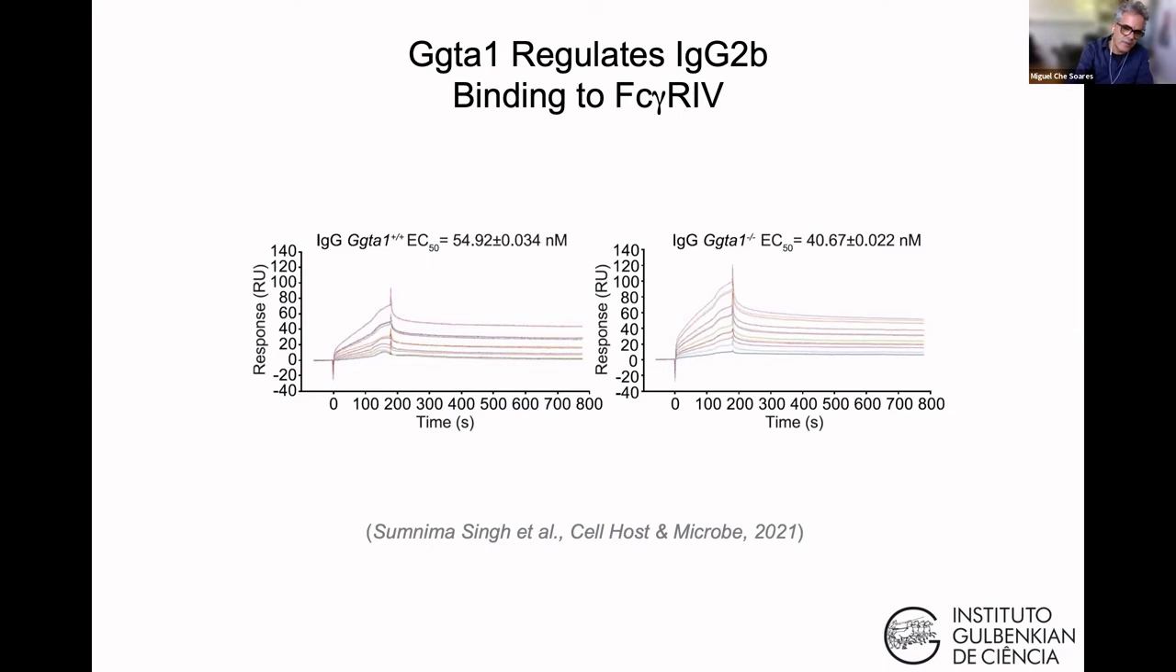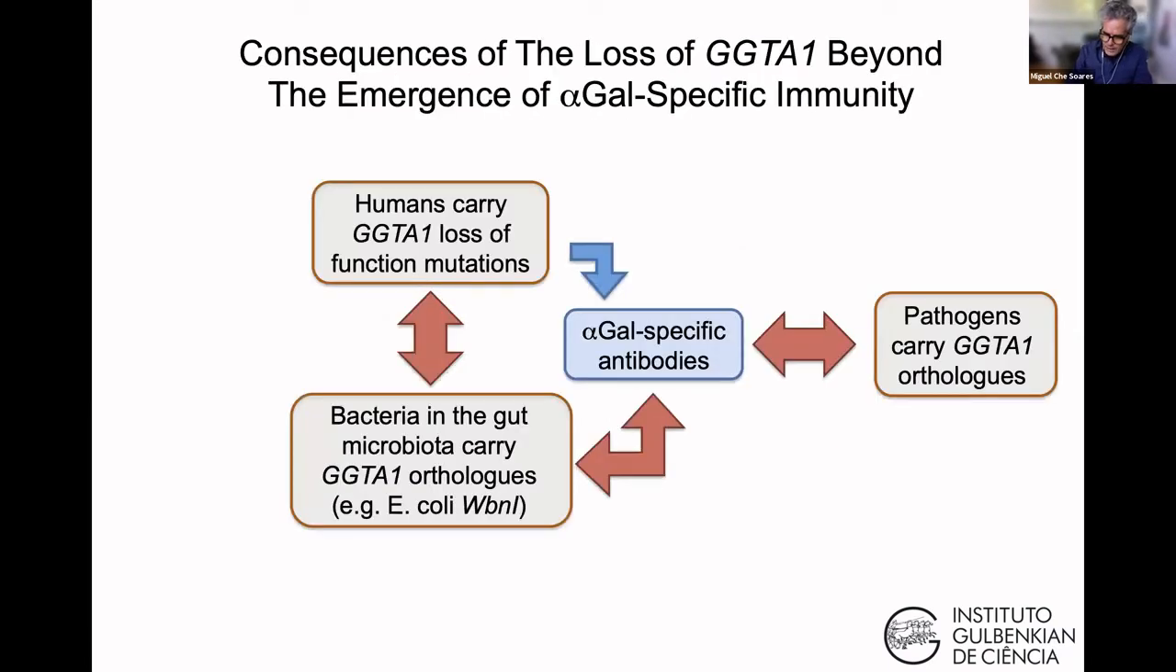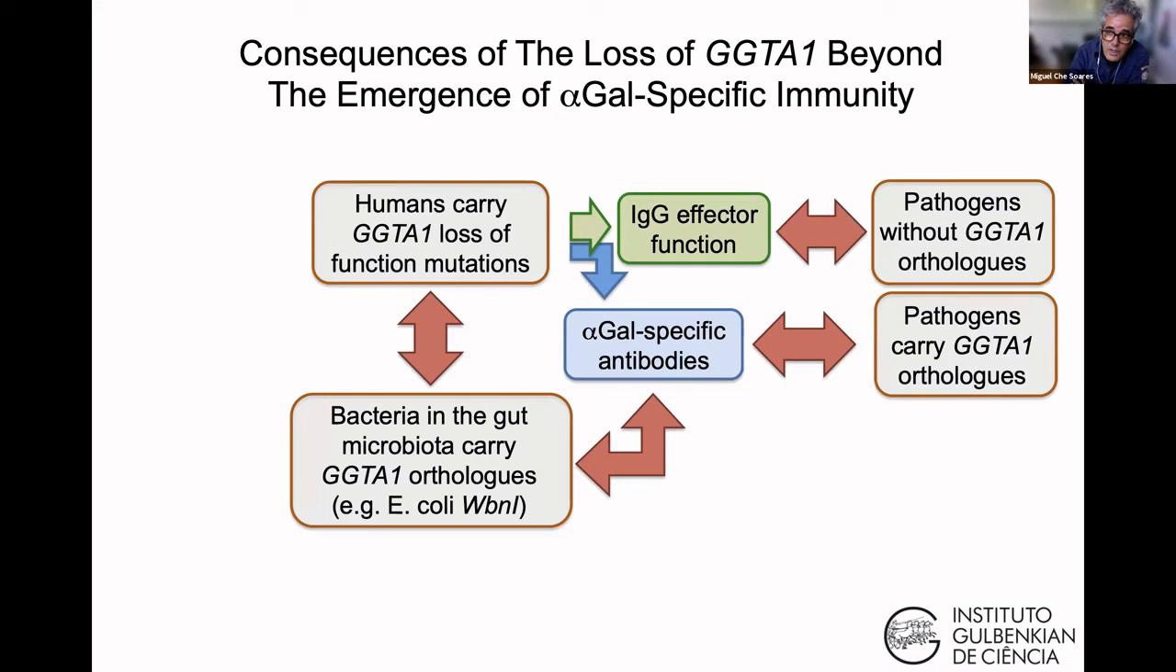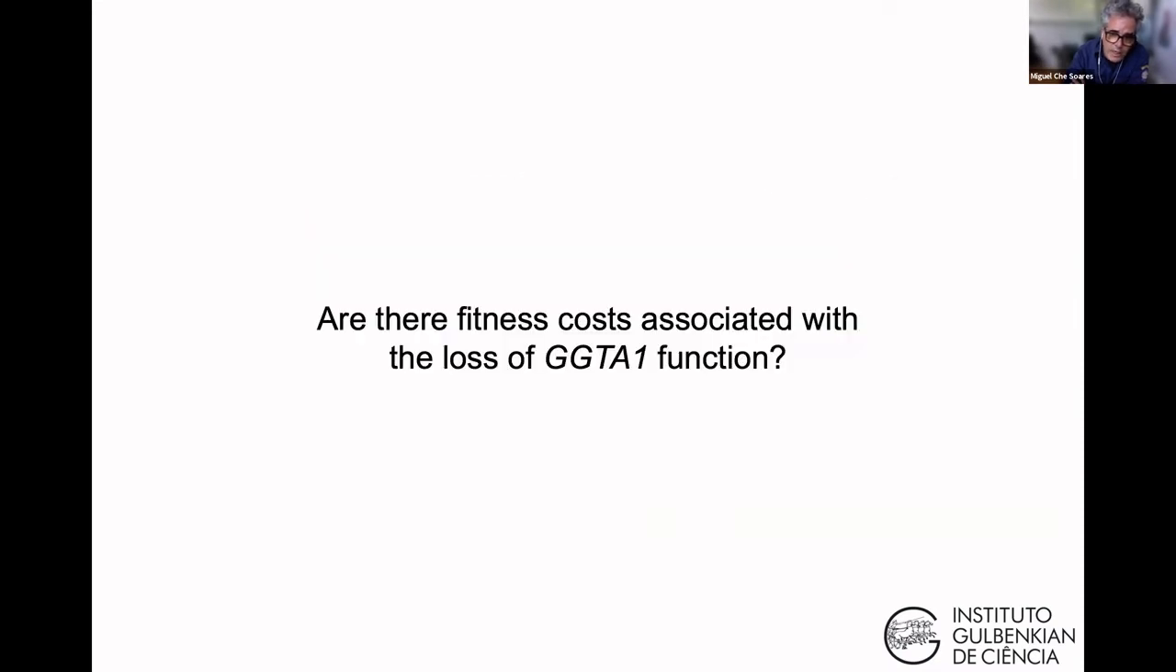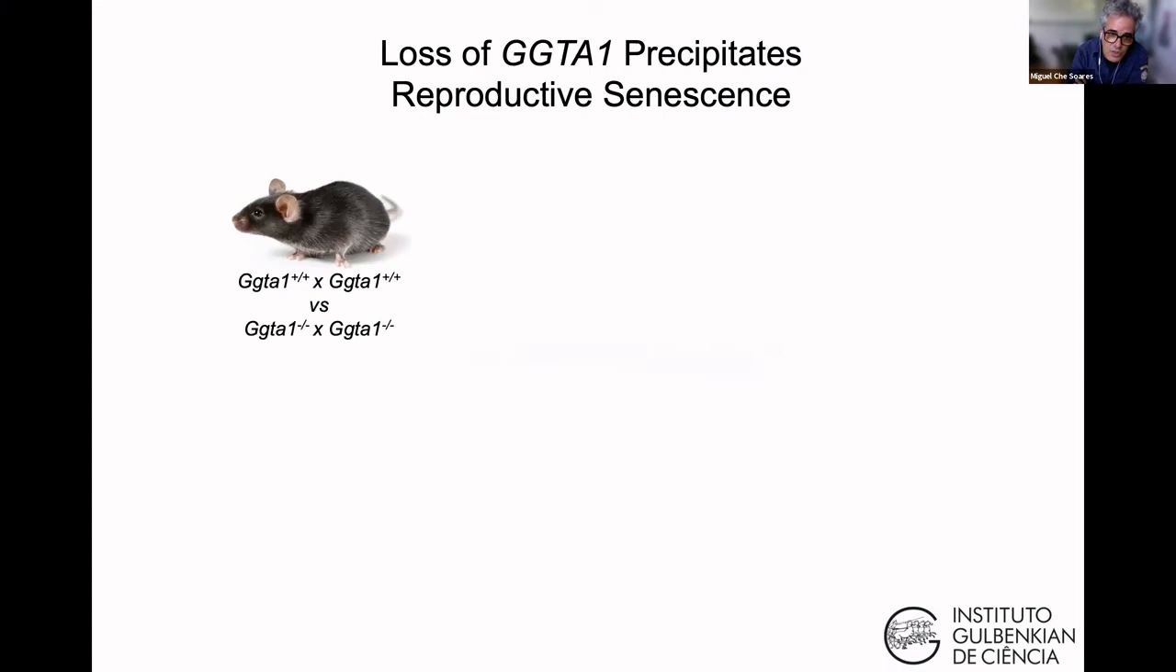So we're really sure that the IgGs that come from alpha-gal knockouts have a slight increase in Fc gamma receptor affinity. So what this says is that in addition to shaping your microbiota and becoming protective against pathogens that express alpha-gal, when you lose GGTA1, you also increase IgG effector function, and that can give you protection against bacteria, irrespective of expressing alpha-gal. So one way of finishing this is to say, if this is so good, why don't all mammalian species have a deficient GGTA1? So there must be a fitness cost associated with this.